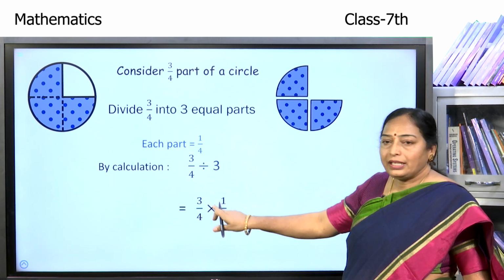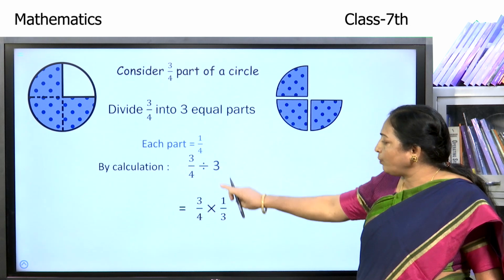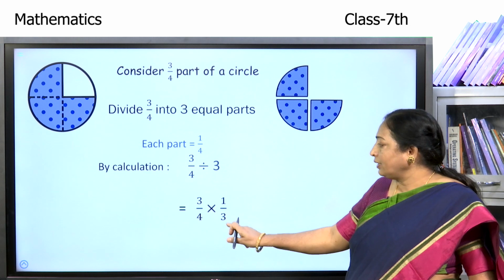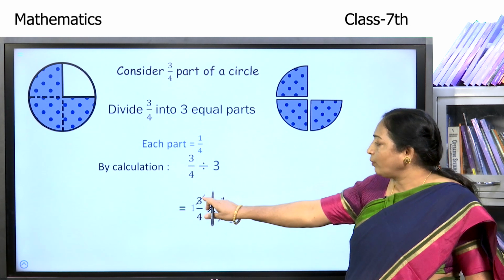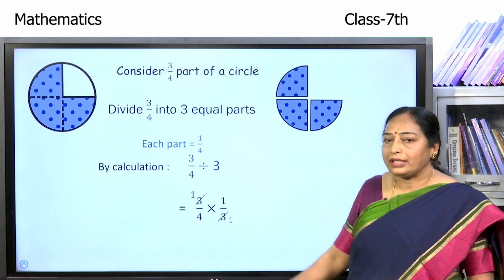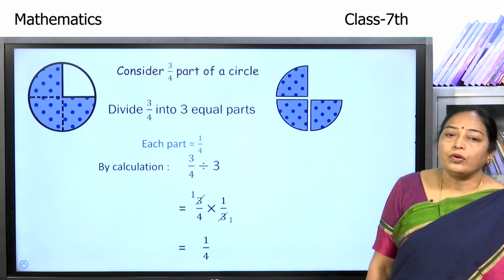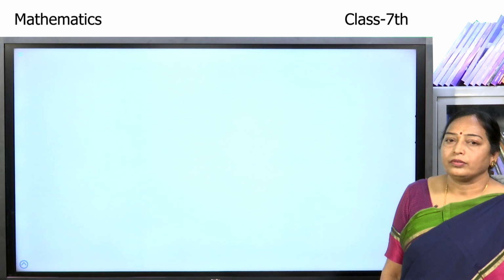Changing the division sign as multiplication, we write the reciprocal of 3 and cancel 3 and 3. They have the same factor: 3 ones are 1, 3 ones are 1. Then multiplying numerator and numerator, denominator and denominator, we get 1 by 4. So, 3 by 4 divided by 3 is 1 by 4.